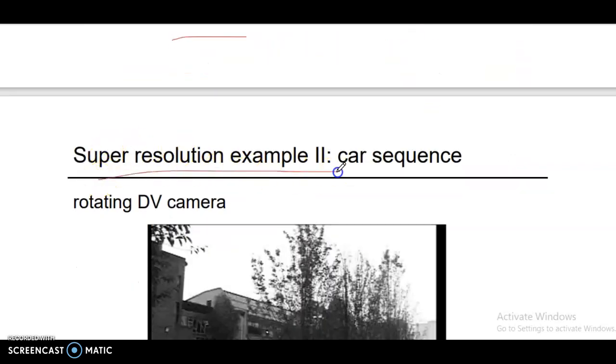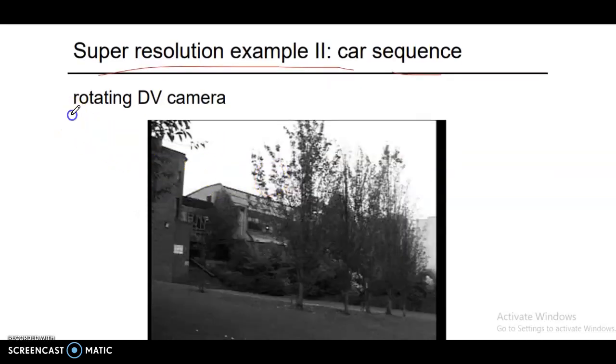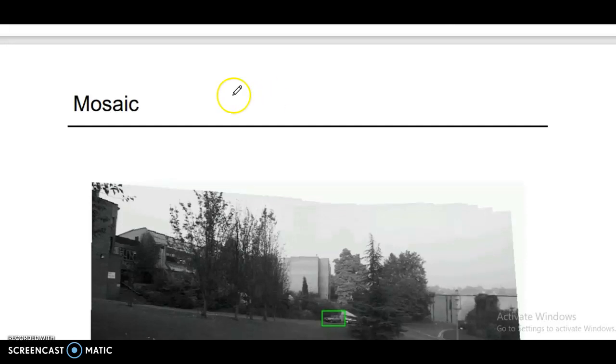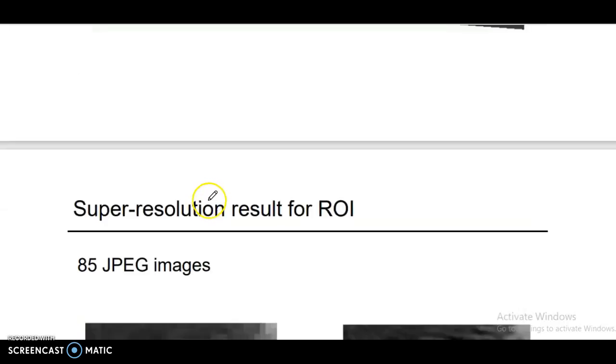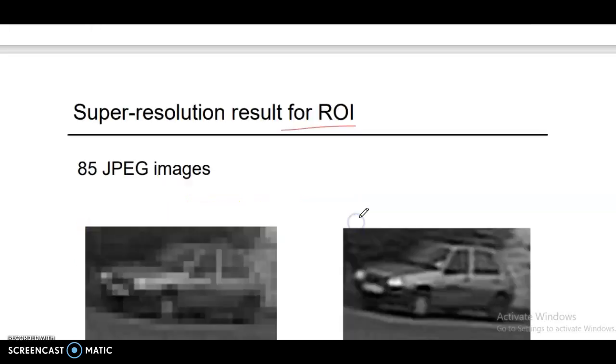Super resolution example 2, car sequence, rotating DV camera. Mosaic. Super resolution result for ROI.